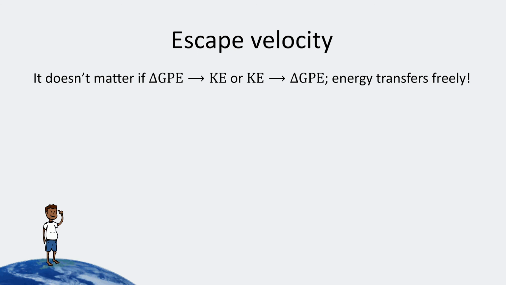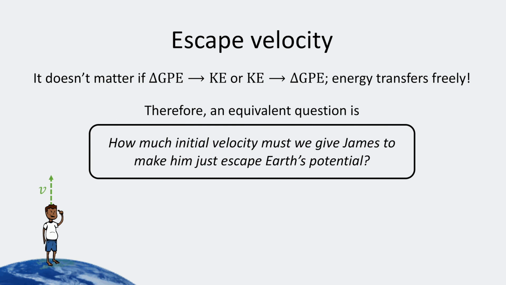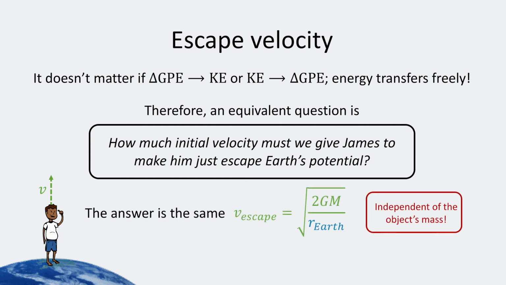Now, it doesn't matter if we convert gravitational potential energy to kinetic energy by letting James fall down to the Earth, or if we start off by giving James a push, giving him kinetic energy and letting that convert itself to gravitational potential energy. Energy can transfer freely between these two forms. Therefore, an equivalent question we can ask is, how much initial velocity must we give James to make him just escape Earth's potential? How much kinetic energy do we need to give James for him to end up at a position infinitely far away from Earth? Well, the answer is exactly the same, because these two energy forms can transform freely between each other.